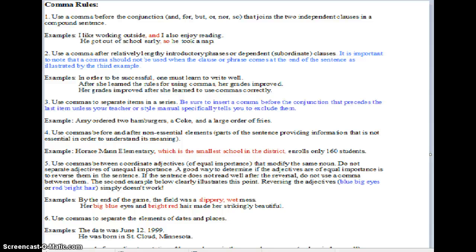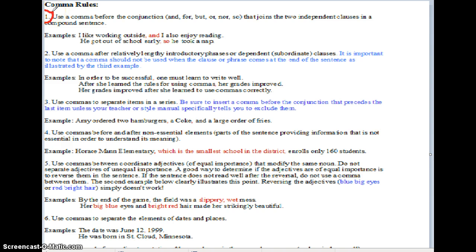Today we are going to be talking about the 8 most commonly used comma rules. We're going to start off in the order listed on the slide above you. We'll start off with rule number 1, the most simple of the comma rules.